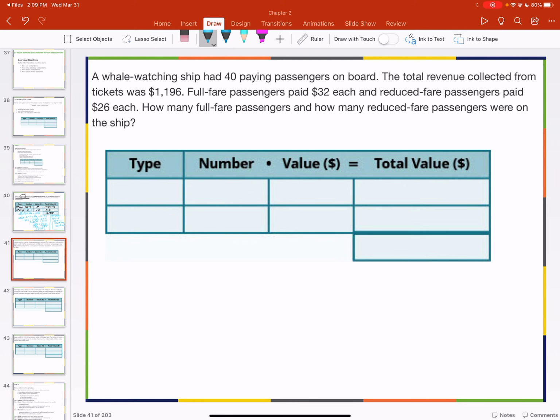A whale watching ship has 40 paying passengers on board. The total revenue collected from tickets was $1,196. Full fare passengers paid $32 and reduced fare passengers paid $26. How many full fare passengers and how many reduced fare passengers were on the ship? So we have another ticket problem.